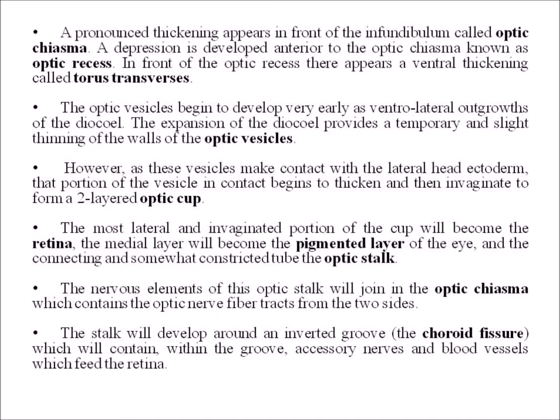The other structures seen in diencephalon are optic chiasma and optic recess. In front of the optic recess, there appears a ventral thickening called torus transversus. Then optic vesicles are there, and the optic cup will form, then retina, pigmented layer and optic stalk, optic chiasma. All these can be seen during the development of eye also. The stalk will develop around an inverted groove that is called choroid fissure, which will contain within the groove accessory nerves and blood vessels which feed the retina.